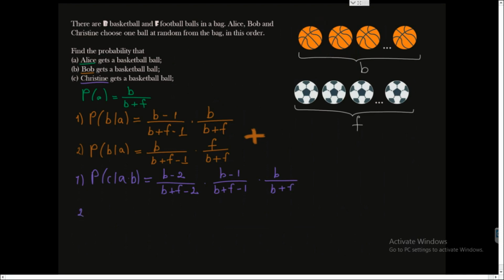Second option, both Alice and Bob took football balls. So, the probability of event C, dependent on events A and B, equals the formula in which only one person took a basketball ball, while the other two people took football balls.